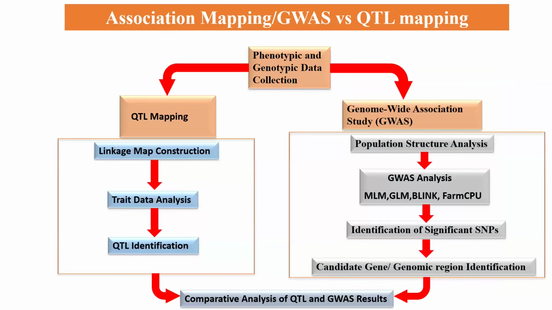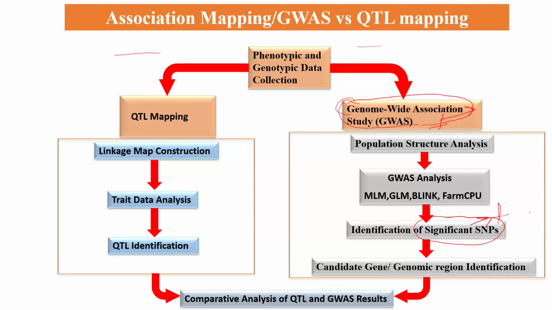First is the association. What is association mapping and QTL mapping? Association mapping we can sometimes call GWAS. But GWAS is the important tool used for analysis of association mapping to identify the significant SNP near the candidate gene that influences the particular trait.